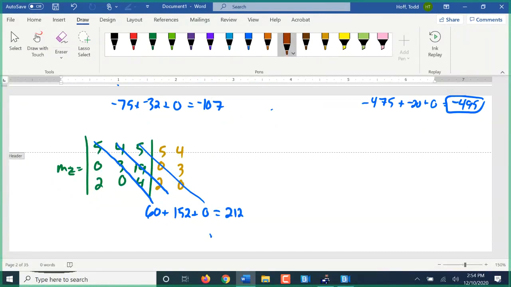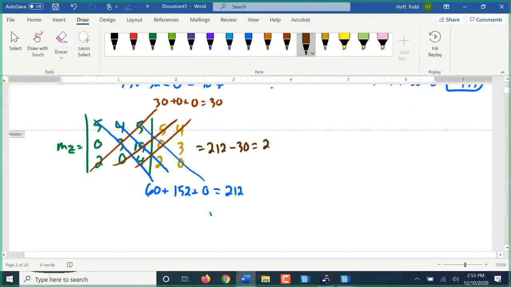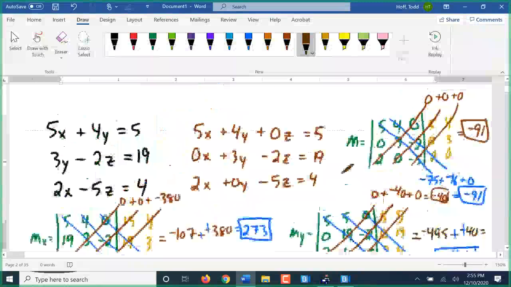Going up, 2 times 3 is 6, times 5 is 30. Well, 0 times 19 times 5 is 0. And 4 times 0 times 4 is 0. That's 30 going up. So we have 212 minus 30 equals 270, 272, is that right? Nope. What am I getting wrong? Missed a negative somewhere, didn't I? Nope.